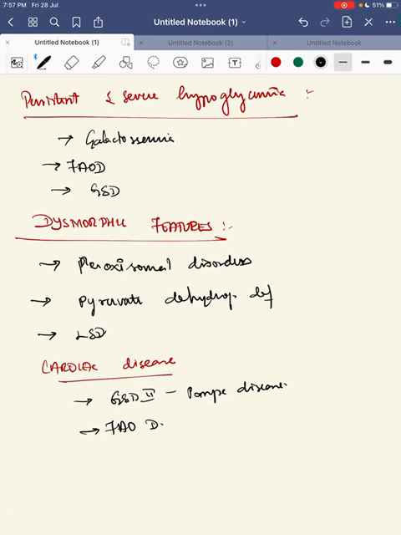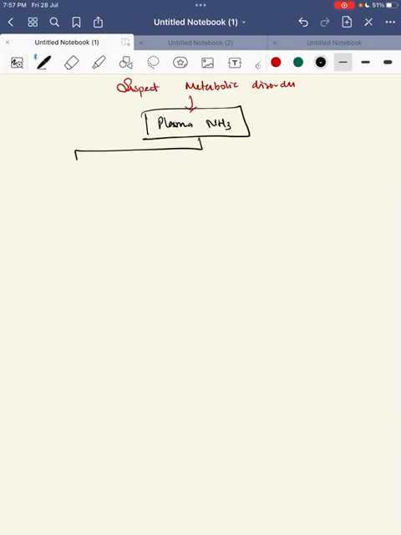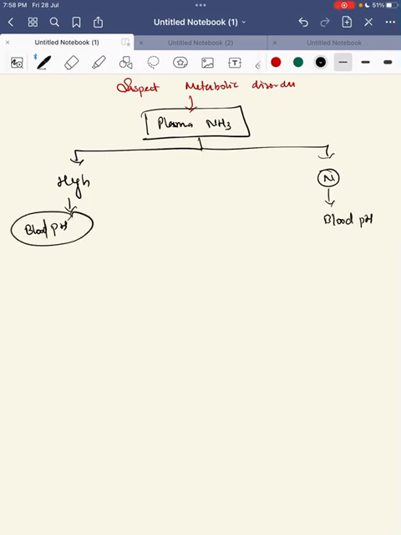Next, we'll see how you go on with your lab diagnosis. First, when you suspect a child with a metabolic disorder, you have to do a plasma ammonia level. So you will classify it as having high ammonia or normal ammonia. Whether it is high or normal, next you have to do a blood pH level, to see whether it is normal or there is acidosis.